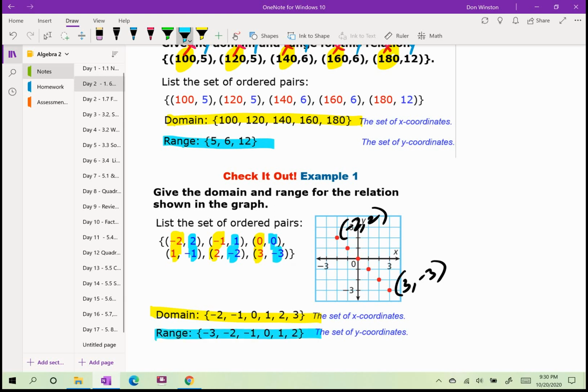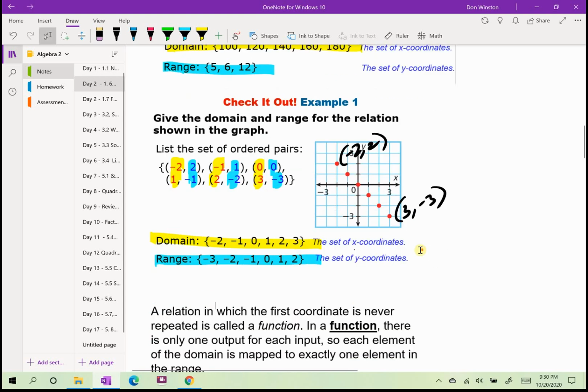But notice here, we list them in ascending order from least to greatest. We always list elements in the domain and range from least to greatest, no matter what order they appear before we write them. So notice that our range went 2, 1, 0, -1, -2, and -3. We would not write it that way. We write it from least to greatest, always. Our domain or range, least to greatest. Okay, domain and range.